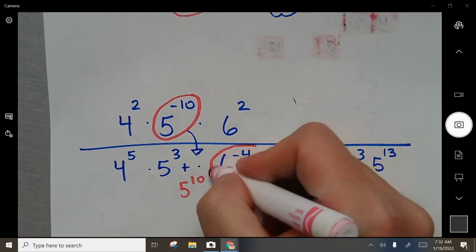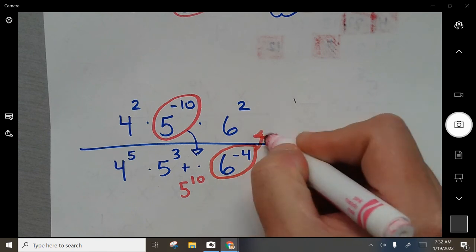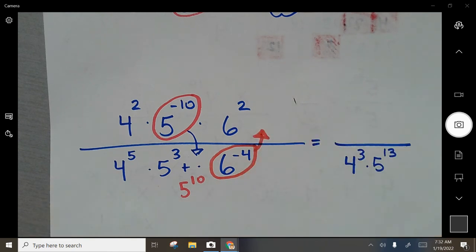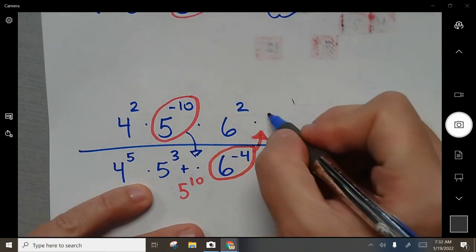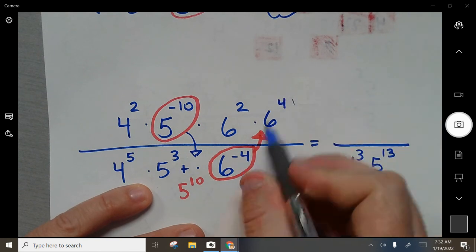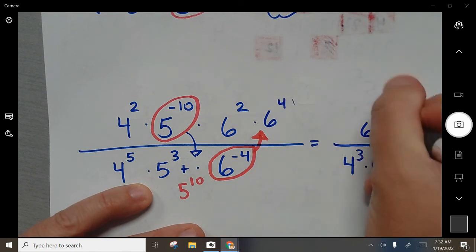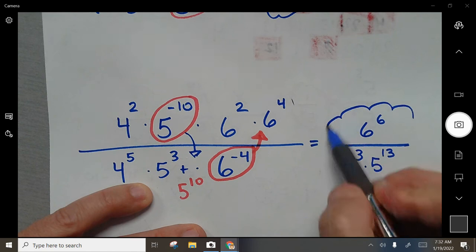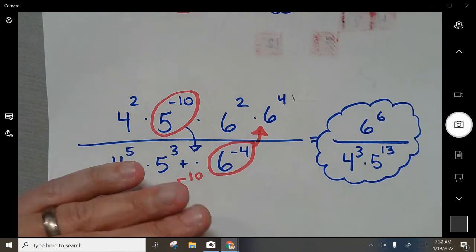Then, same idea here. What are you going to do with this guy? You're going to flip it. So what's going to happen here? That turns positive up here. How many 6s are on the top? 6. All right, and that's the final one.